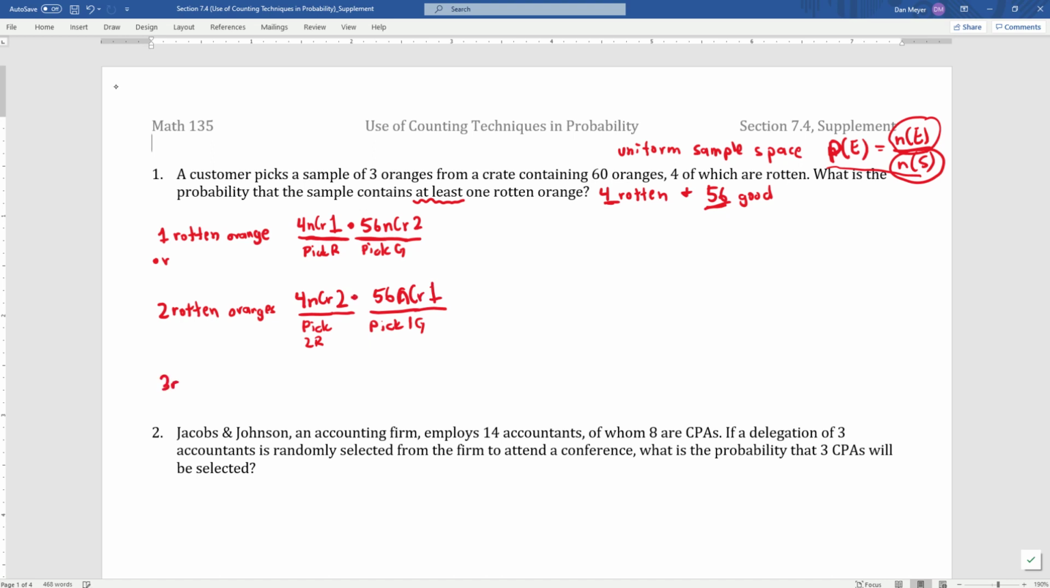And then if all of them are rotten, again, we're just trying to find at least 1 rotten orange. So it could be the case that they're all rotten. We've got 4 rotten oranges to choose from, and I've got to pick 3. And then I've got to pick 0 of the good oranges.